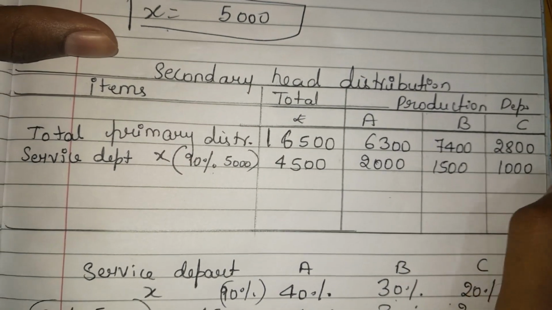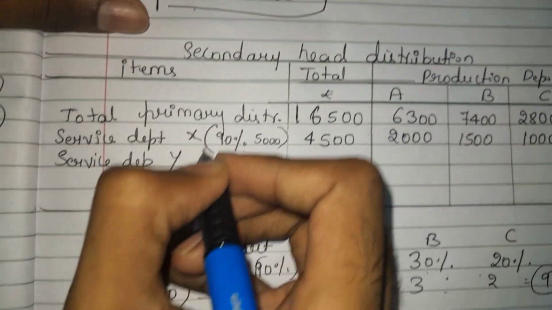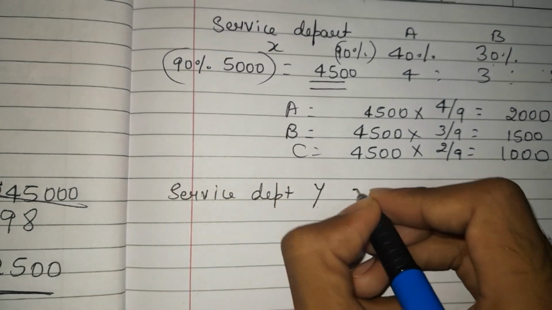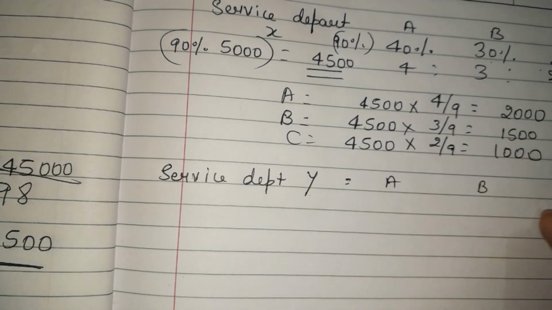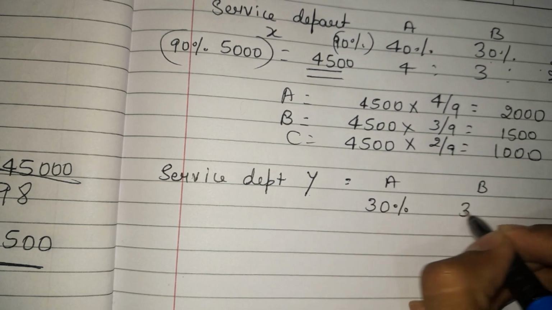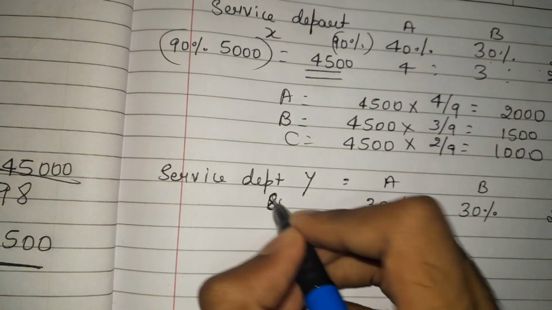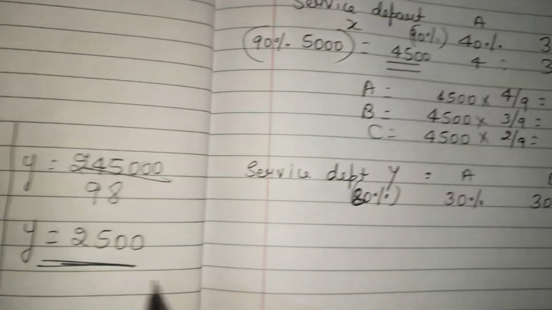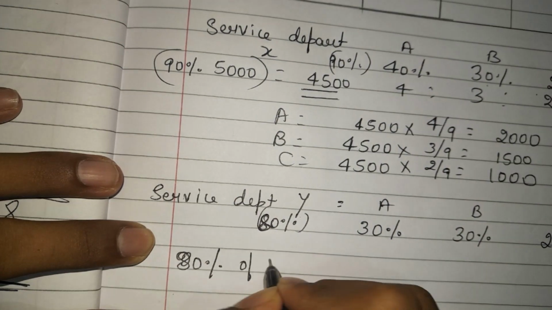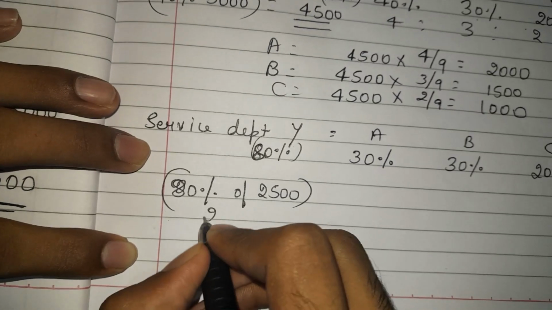Now we need to apportion the service department Y. How to do that for service department Y? Let me explain it over here. Now service department Y, see we have A department, B department and C department. Don't consider X here, because X you have already divided. So A department is 30%, B department 30%, C department 20%. If you add everything, total will be 80%. So here we found out the value of Y. Y is 2,500. So 2,500 into 80% is 2,000 rupees.